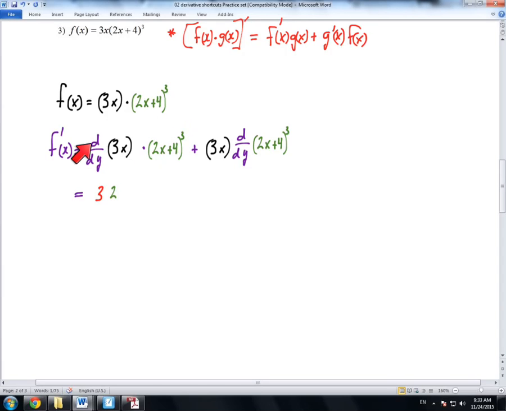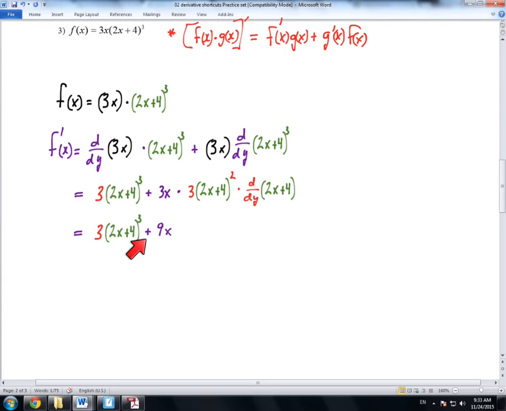So here again we can see derivative of one times the other, plus the one times the derivative of the other. The derivative of 3x is just 3, so I put the 3 down. We've got the (2x plus 4) cubed untouched. We have 3x, which is right here. And then I'm going to do the chain rule. So here I have to remember the chain rule. I've got to bring down the 3, drop the power by 1, and take the derivative of the inside stuff. So here I keep everything from above.